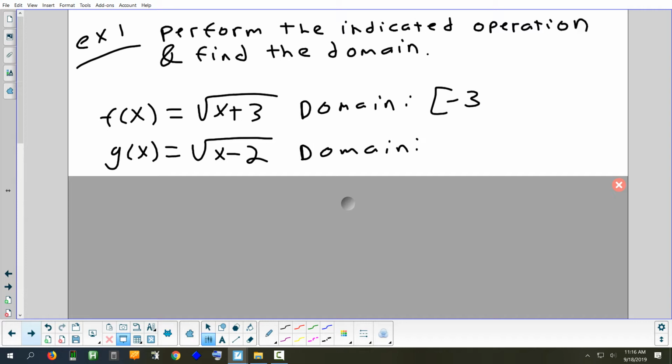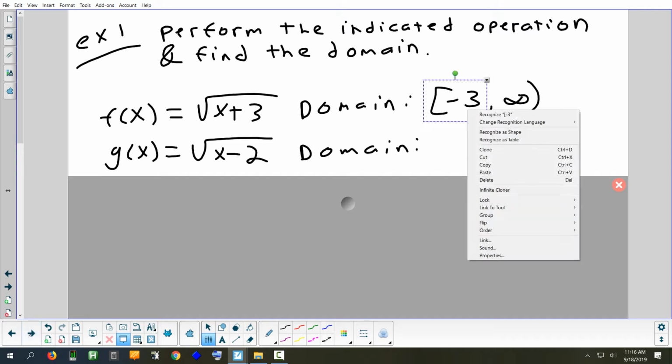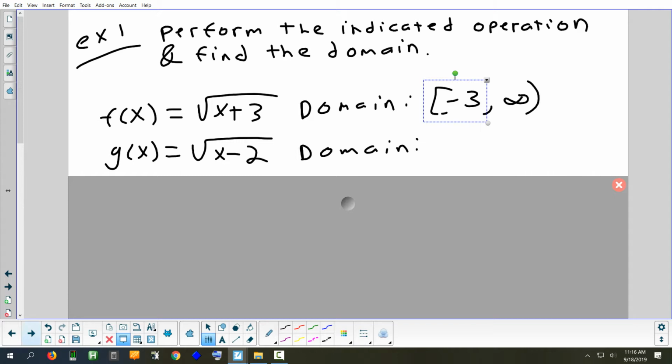This is how you write it. Put a bracket on -3. Bracket means including, comma, and then put an infinity and a parenthesis. This is the lowest value you can go, including it. This is the highest value you can go. And you can't include it because you can never reach infinity.